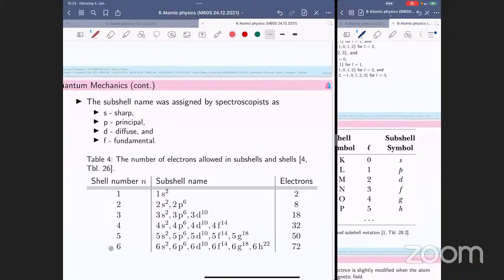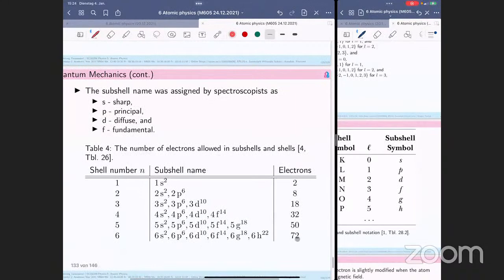Okay, when n is equal to 6, there will be 6s2, 6p6, 6d10, 6f14, 6g18, and 6h22. And after the combination of these six numbers, 2, 6, 10, 14, 18, 22, we get at the end 72 electrons in the whole shell here.